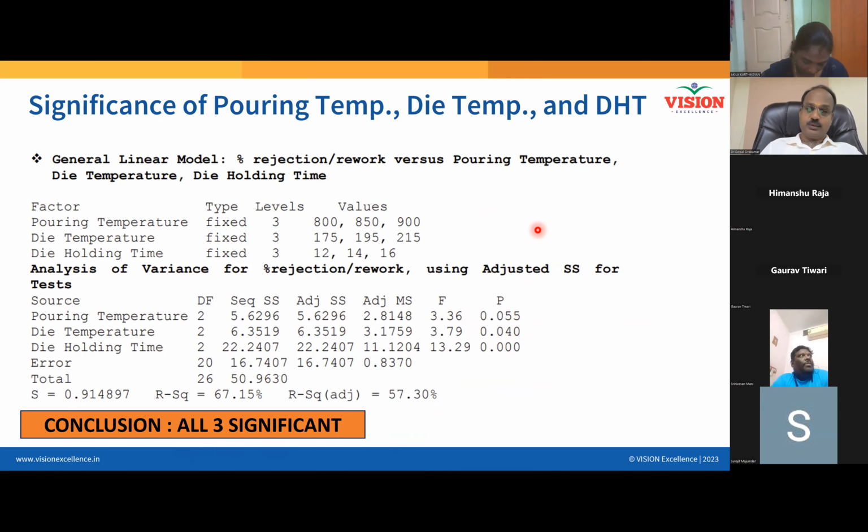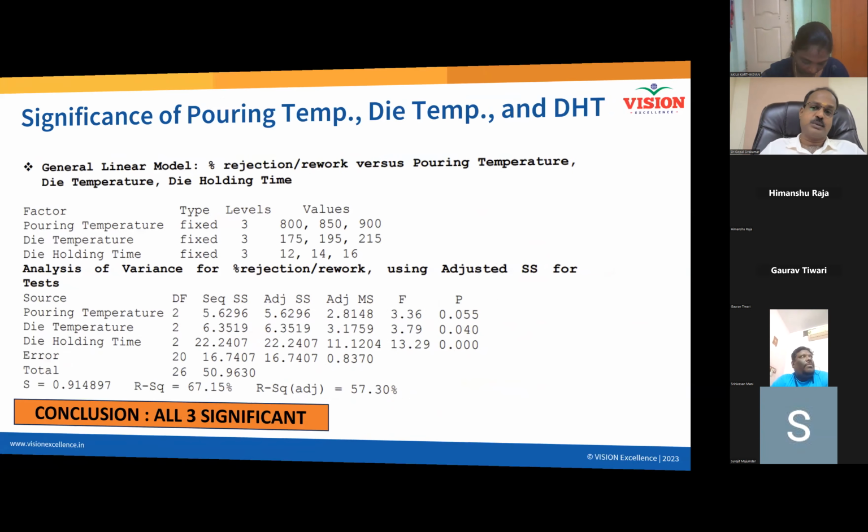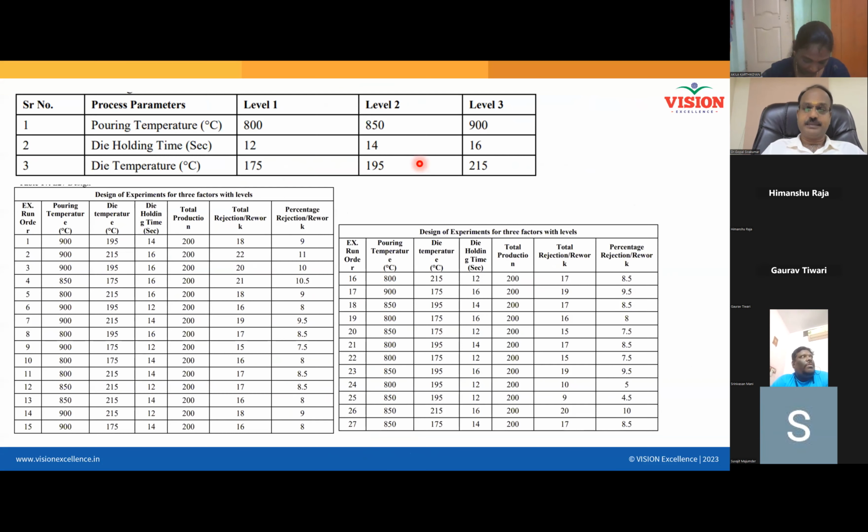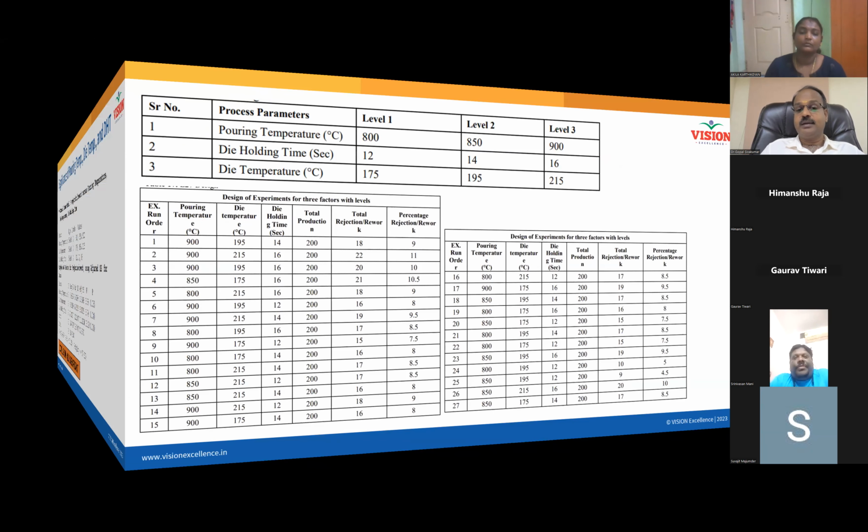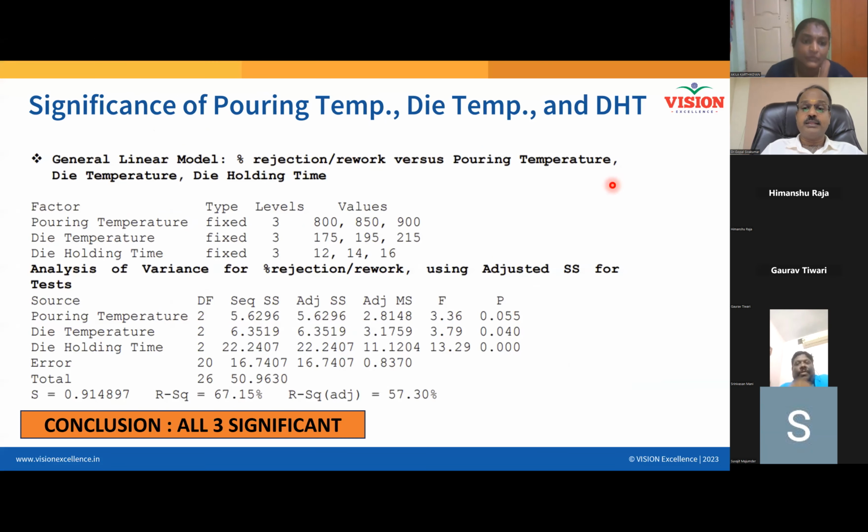So what is this p-value? You will be learning in the advanced module. And then, see here, look at the data collection. In order to perform that particular experimental study, which is known as ANOVA, about 27 experiments were conducted. After 27 experiments, what is our conclusion? All three factors are critical. That means action is required.